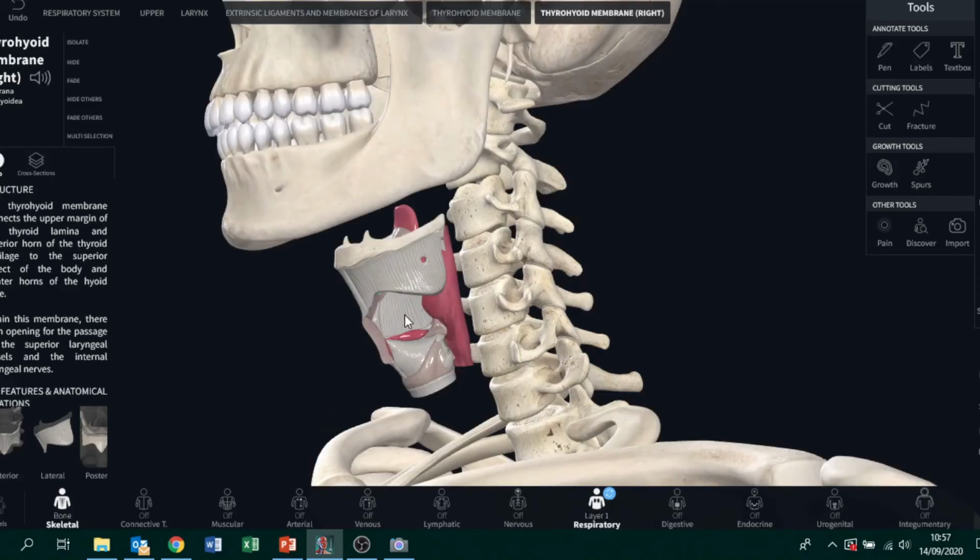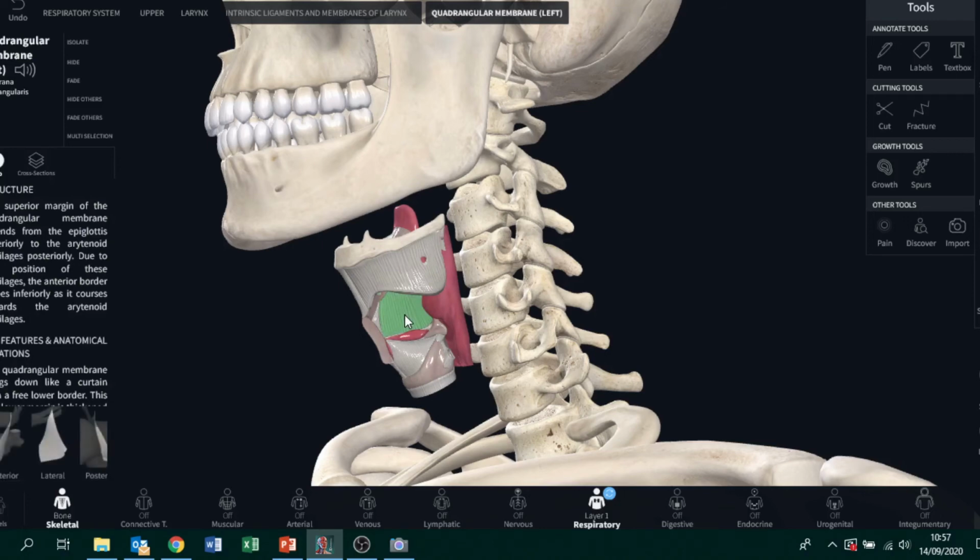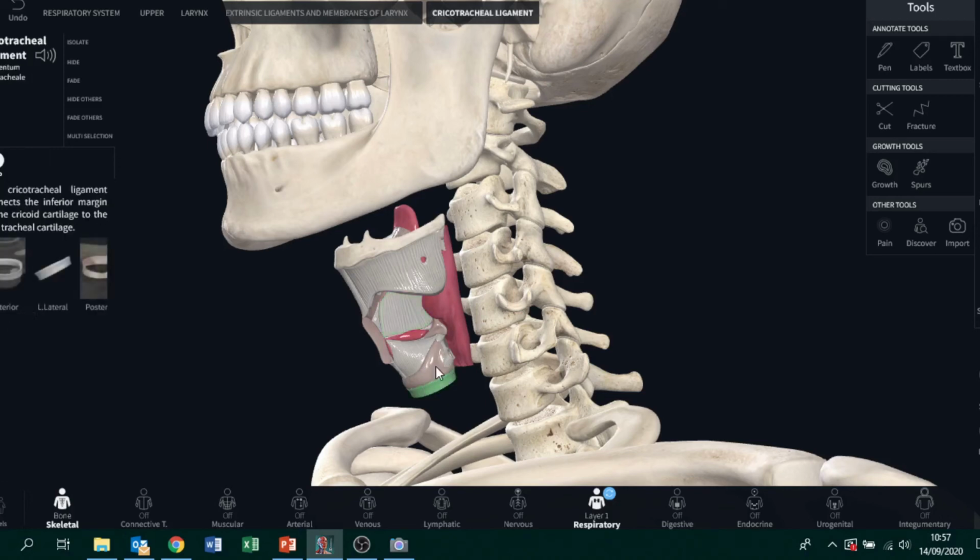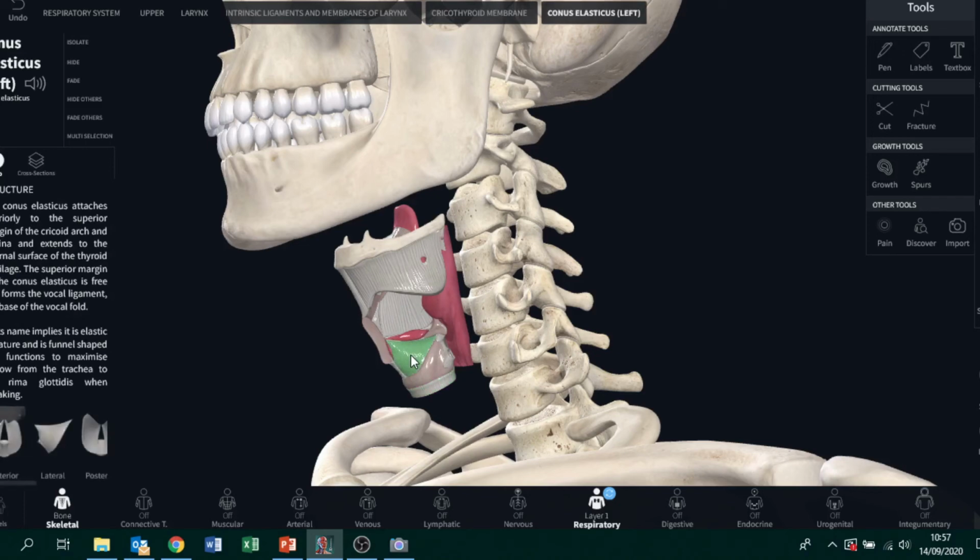We then have a quadrangular membrane, which is essentially holding your epiglottis to your arytenoid cartilages. We also have, holding the cricoid cartilage to the first tracheal ring, the cricotracheal ligament. And then finally, and perhaps most importantly, we have what is called the conus elasticus on here. That's not what I would refer to it as. I would call it the cricothyroid membrane. They mean the same thing.